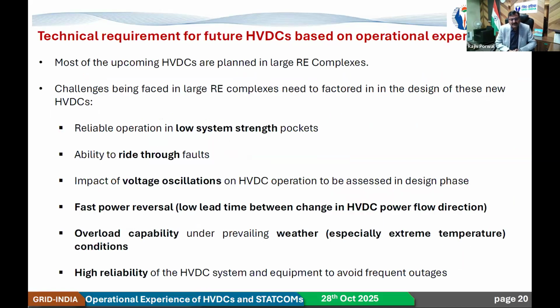Now the technical requirements of HVDC based on operational experience. We have seen that most of the upcoming HVDCs are planned in the large RE complexes. Since we are coming up with very large RE complexes of say 150 or 180 gigawatt, or 40 gigawatt in a very small concentrated area of say only 50 square kilometers, we need a high degree of capacity. Otherwise we will require a lot of AC systems, with 765 kV lines crisscrossing. So we need a high capacity corridor. That is why we are planning for the HVDC system.